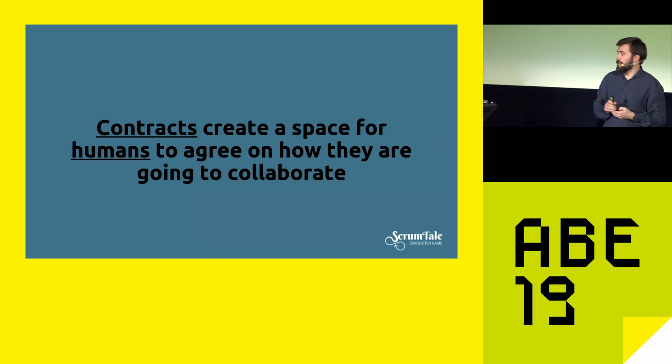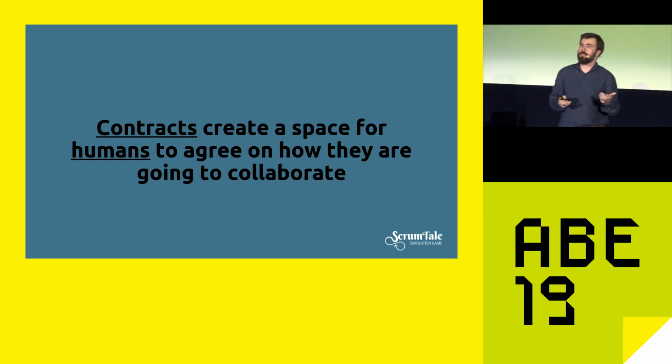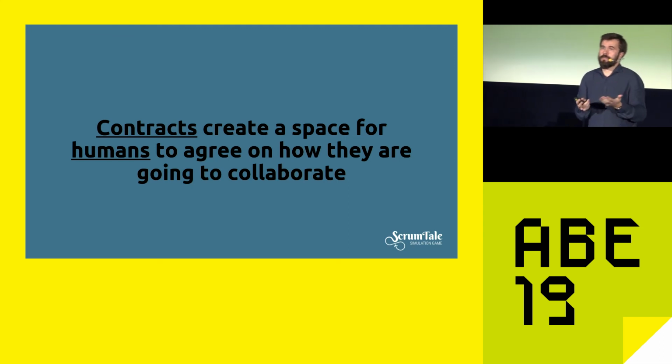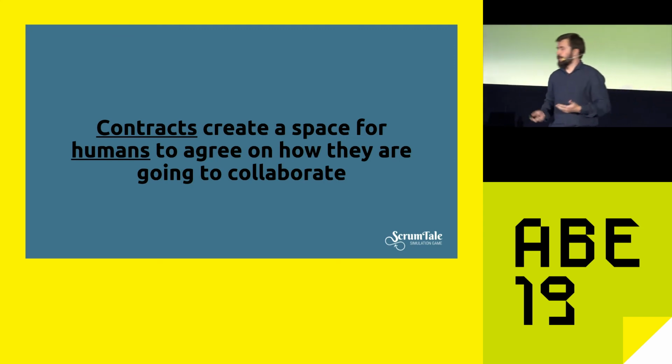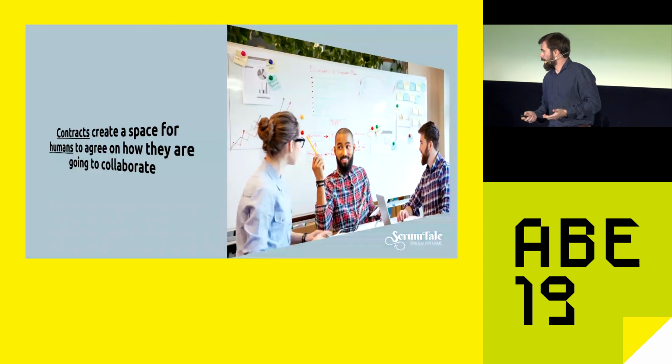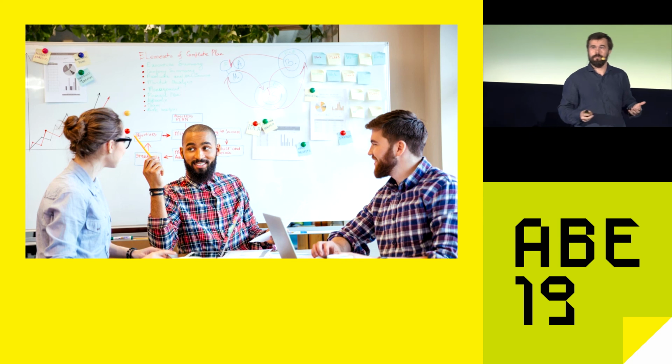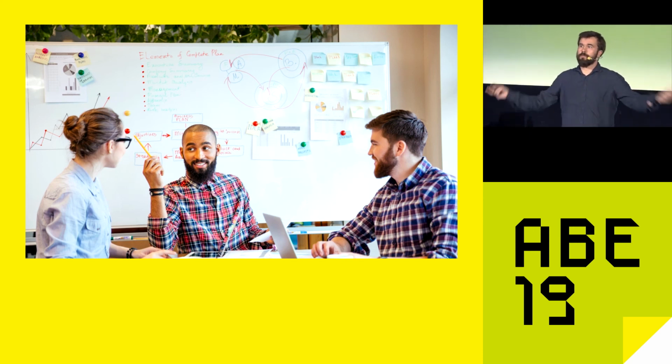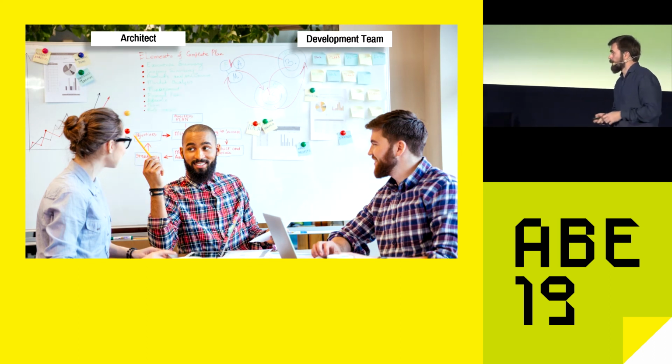So contracts create a space for humans to agree how to collaborate with each other. And I found many times that people start to collaborate without agreeing on how they are going to collaborate. They just start doing something together, and they get stuck. Sometimes it's cooperative cooperation, sometimes not. So give them space. How does it look? Just have a room, bring them together, and start discussing, and start with the needs.